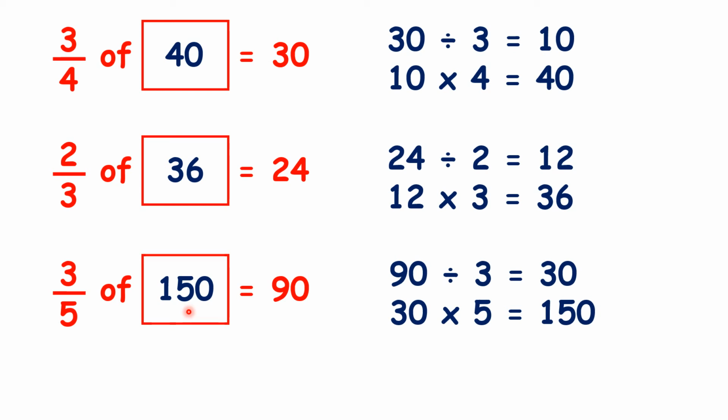And then, because this can be confusing, we should always check. So we can make sure that 3/5 of 150 really is 90. So we can work out that 150 divided by 5 is 30, then 30 multiplied by 3 is 90. So we know that what we've written makes sense.